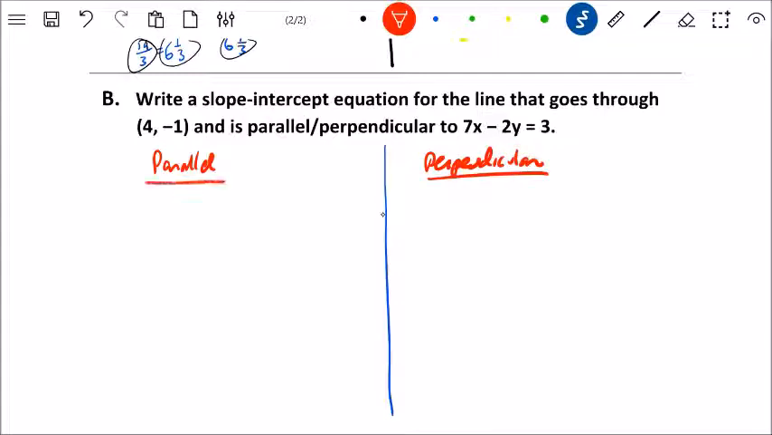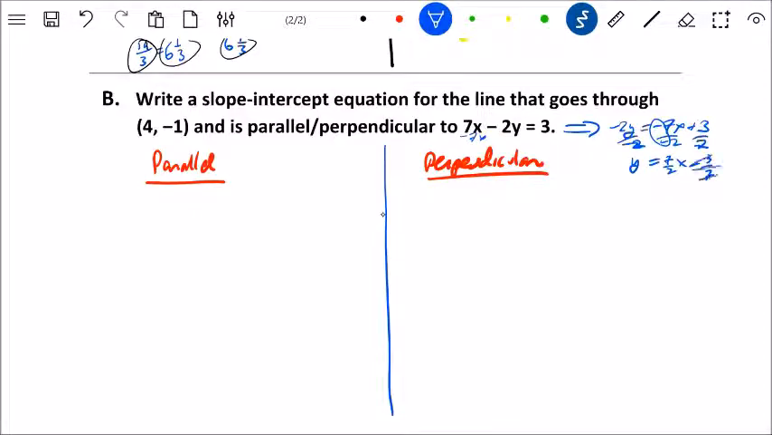But the first thing that we need to do is to find the slope here. So I'm going to subtract 7x from both sides. So I have negative 2y equals negative 7x plus 3. And then I'm going to divide by the negative 2. So I get y is equal to, oh, that's positive. So 7 over 2. And it doesn't matter here. That's negative 3/7. We just don't need that.